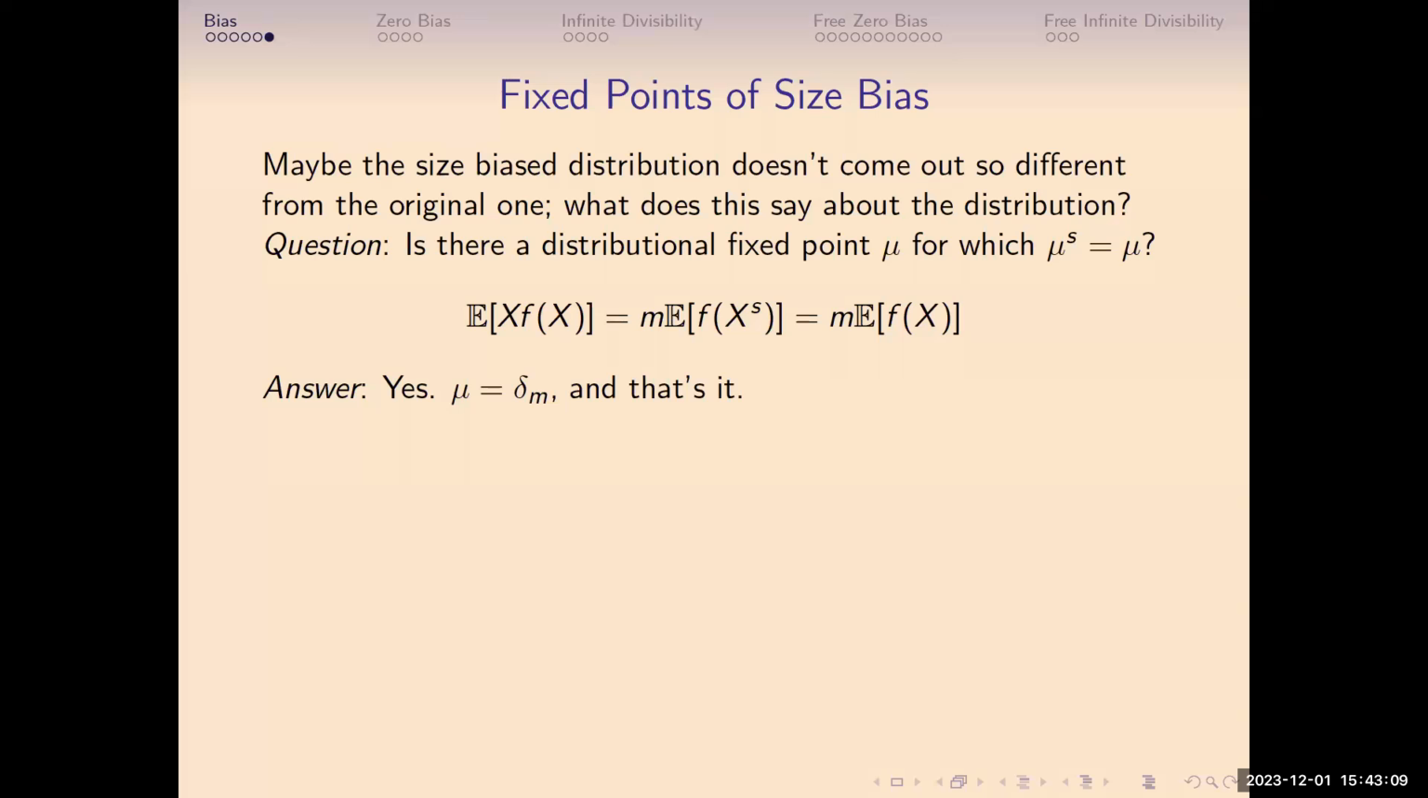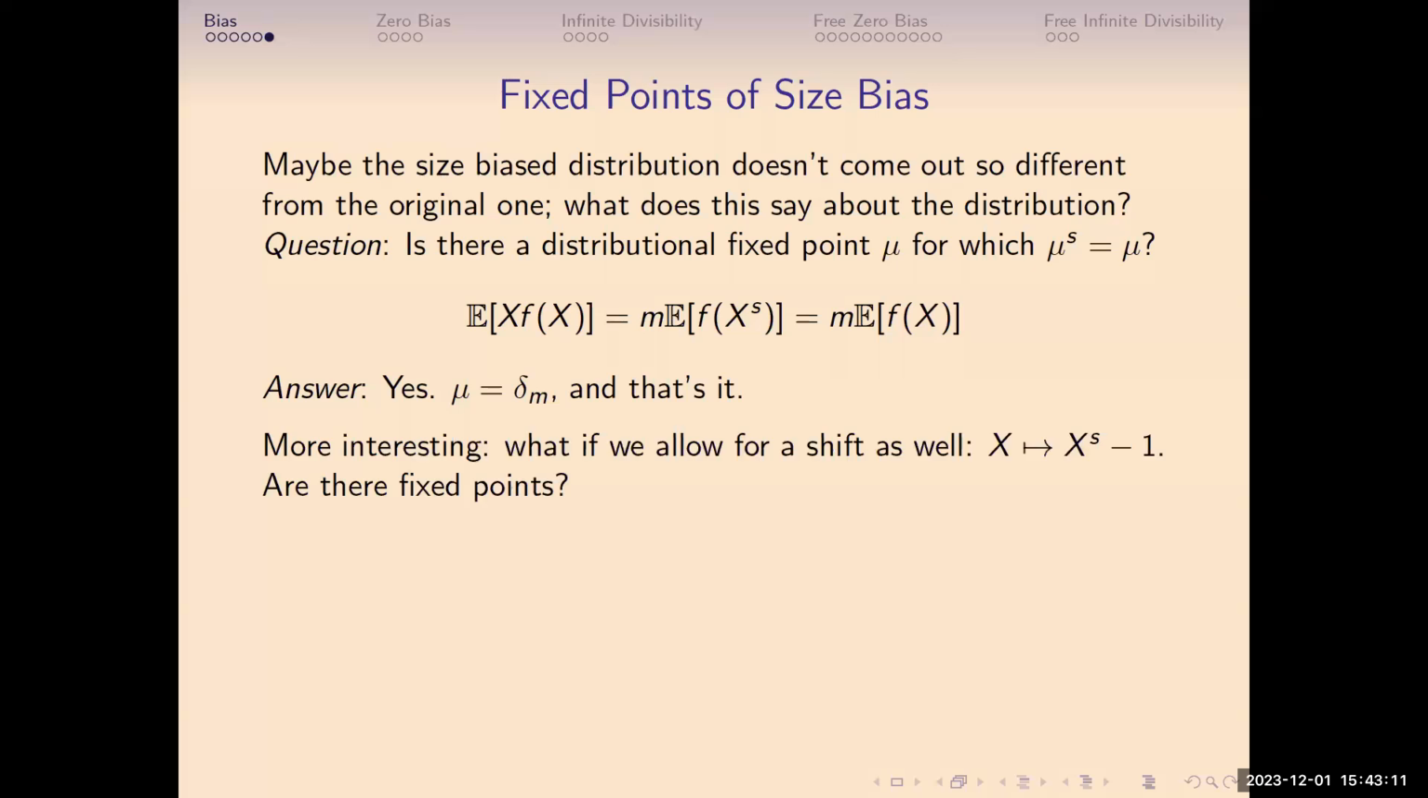So maybe we didn't do something interesting enough. The size bias, by the way, you can also take a minute to work on the back of an envelope to show that the size bias of X is always stochastically larger than X.